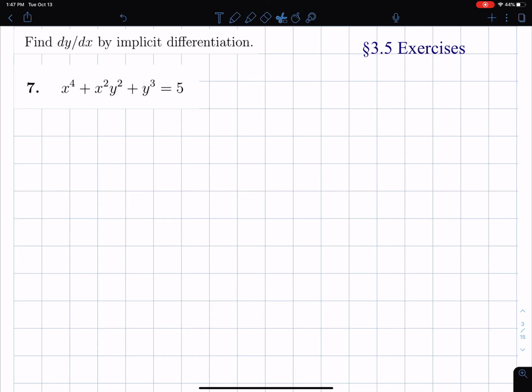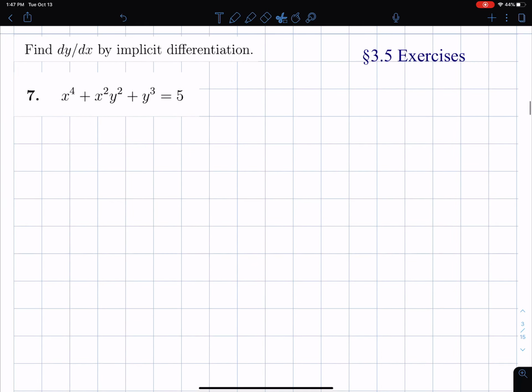Okay, we're going to find dy/dx by implicit differentiation. And so our first step is to apply d/dx to both sides of this equation that has both x and y involved.